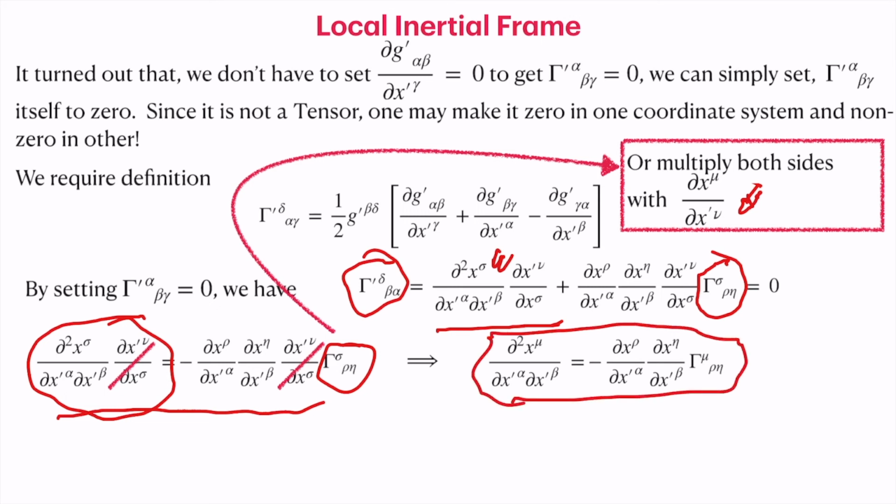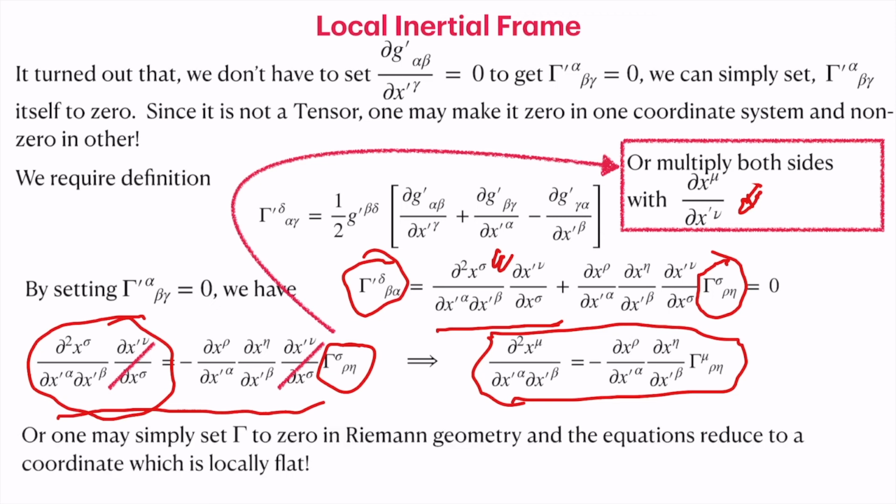This basically gives the condition on the coordinate transformation such that gamma is 0 in one coordinate system and gamma is not 0 in the other coordinate system, and this kind of coordinate system is what we call locally flat or a locally inertial frame.